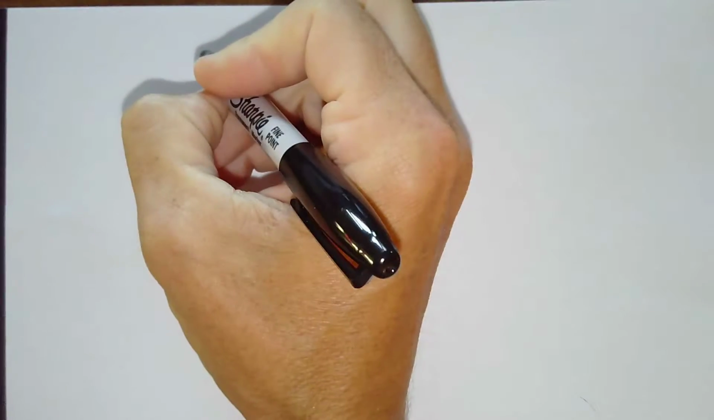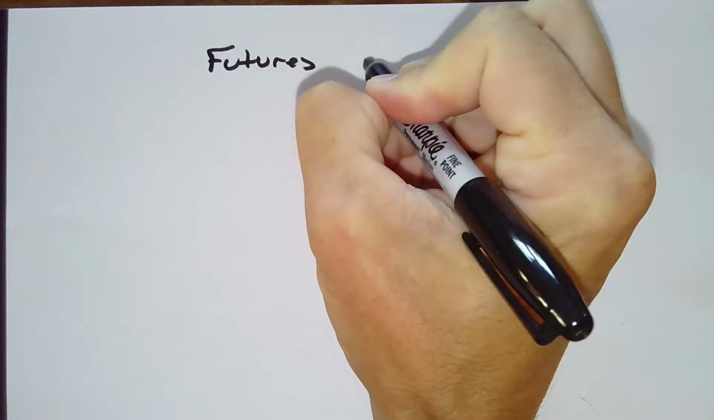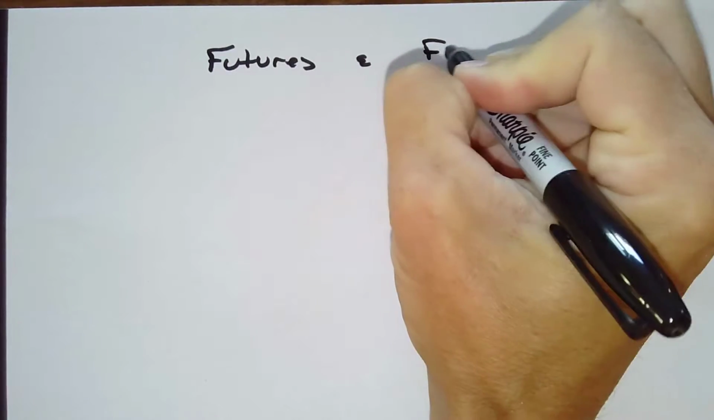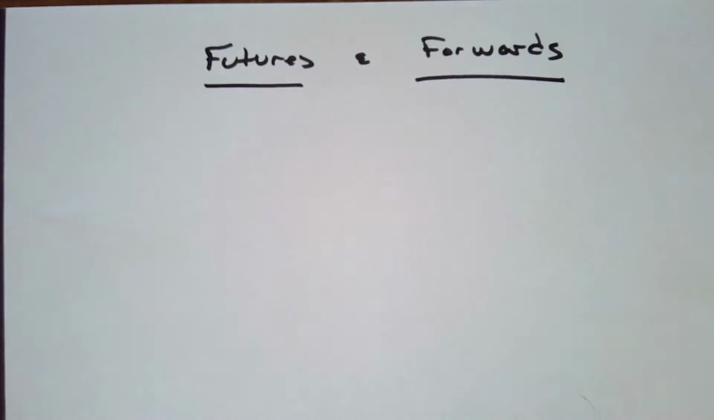The next derivative we want to talk about, and actually we're going to talk about two simultaneously: futures and forwards. Now, these two contracts behave almost identically. In fact, they do behave identically. Not almost, they do behave identically. So the question is, what's the difference between a future and a forward?